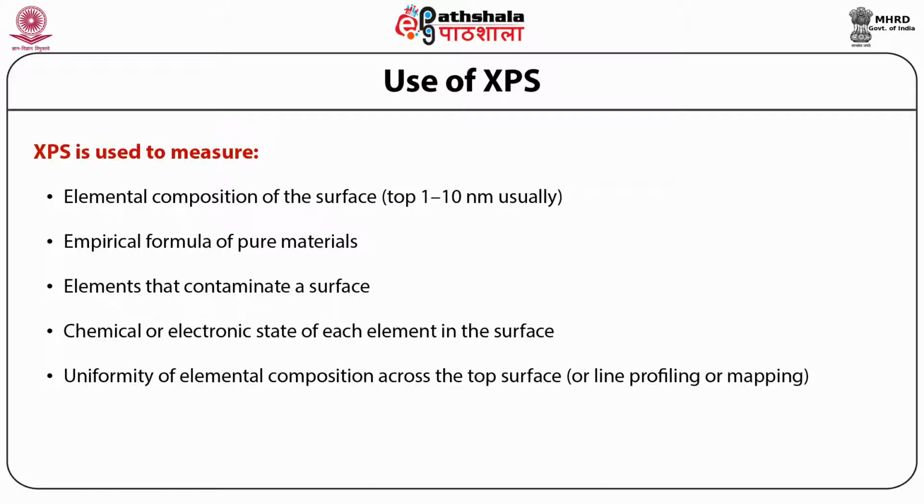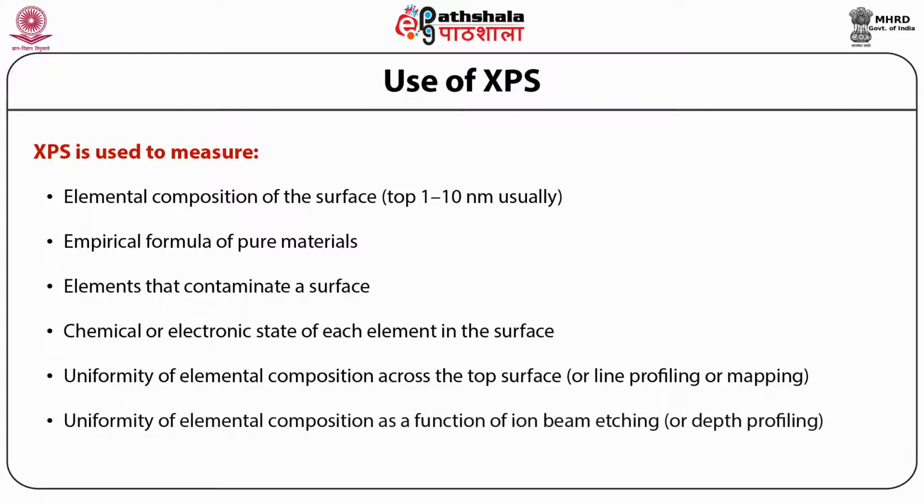When we do this measurement of uniformity, to what extent it is uniform can be measured, and this will tell us about the thickness of the layer which is covering the surface. This is also called line profiling or mapping.